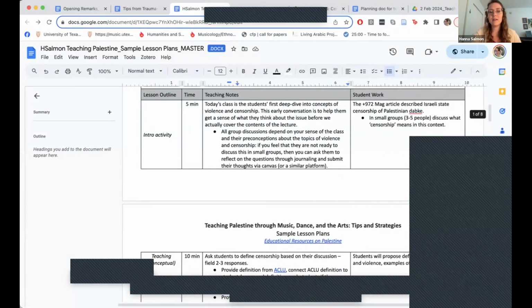So the way that this lecture is organized is we start with focusing on the conceptual and asking students to really dig into their preconceptions of what censorship is and what violence is. The goal here is that as we talk about Palestine, and part of what Jared was discussing earlier with trauma-informed pedagogy is that it's important to give students the space to express their opinions, express their thoughts in a way that doesn't limit them, but also maintains a safe space for the entire classroom.